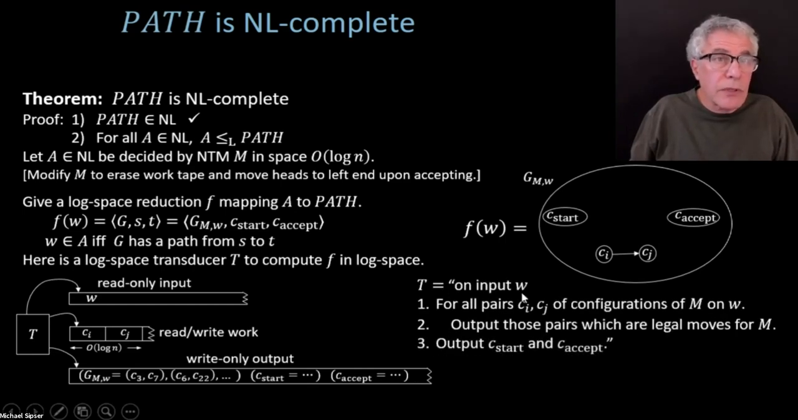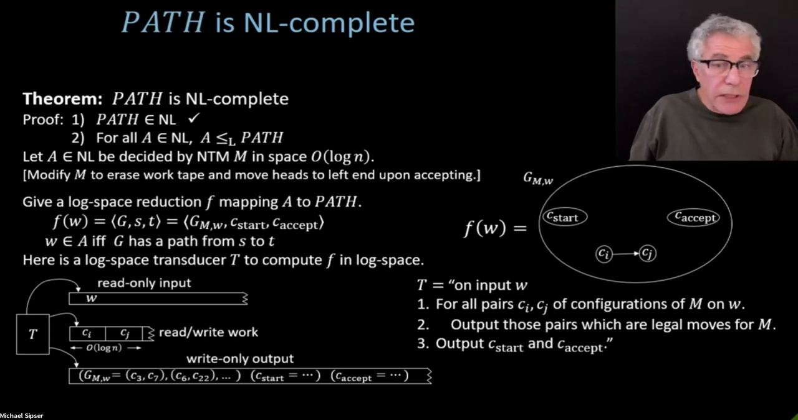Here is the transducer. It says on input W, for all pairs of configurations, which are getting written down on the right work tape, you output those pairs which are legal moves for M. And then finally, you output the start and the accept. That's it. Let me take any questions here.